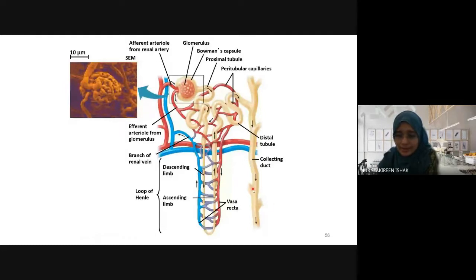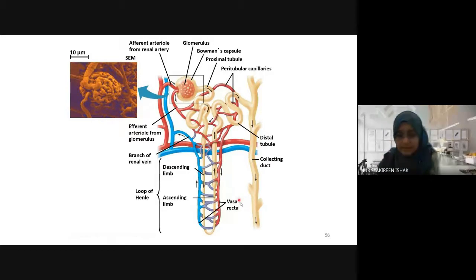So ini yang nampak ni adalah portion of other nephrons. Okay. So maksudnya collecting ducts ni will collect urine from several other nephrons. So surrounding the tubules you have the blood vessels. So blood vessels that surround the proximal tubule and the distal tubule, we call it as the peritubular capillaries. Blood vessels that surround the loop of Henle, we call it as the vasa recta.